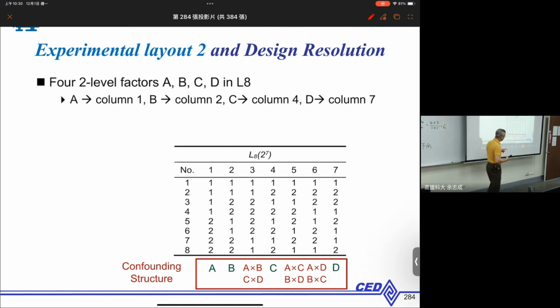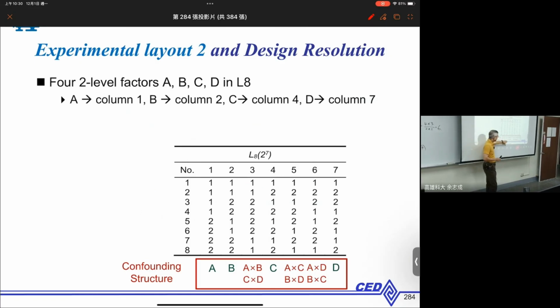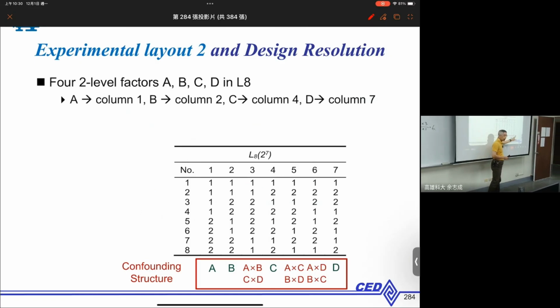What is the main difference? Here, main effects are independent, right? No confounding for main effects. However, two-way interactions are confounded with each other.